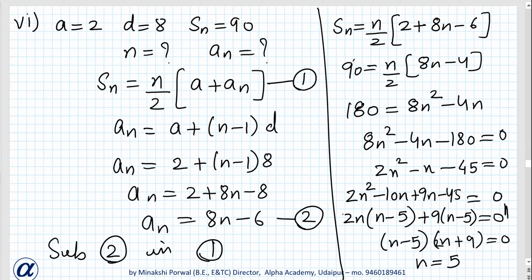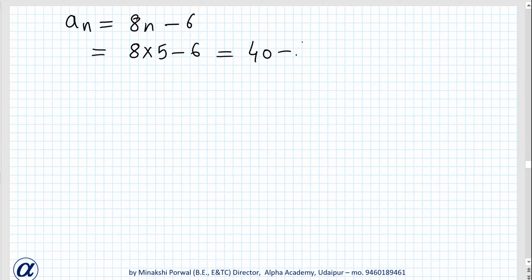Now we know n. If we substitute n here, we'll get the value of An. An is equal to 8n minus 6. N is 5, so 8 into 5 minus 6, that is equal to 40 minus 6, that is equal to 34. This is the answer. And this one.